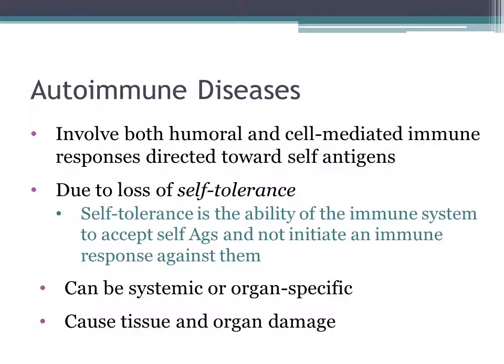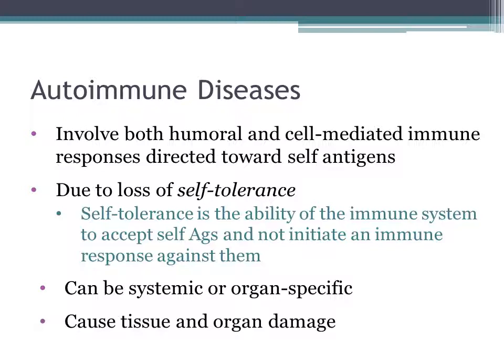Autoimmune diseases involve both the humoral and cell-mediated immune responses that become directed toward self-antigens. We can say that they're caused by a loss of self-tolerance. Intrinsic in our immune system are several mechanisms that are built in to help prevent attacking the self, but sometimes these mechanisms of developing self-tolerance break down, and so the immune system sees portions of self, thinks they are foreign and need to be gotten rid of, and so they go into action.